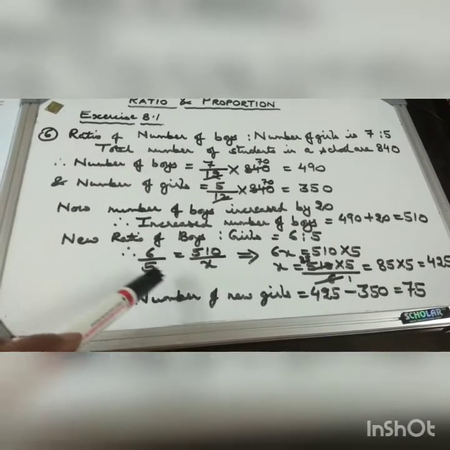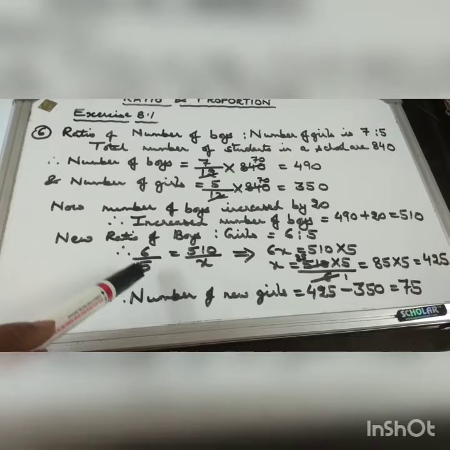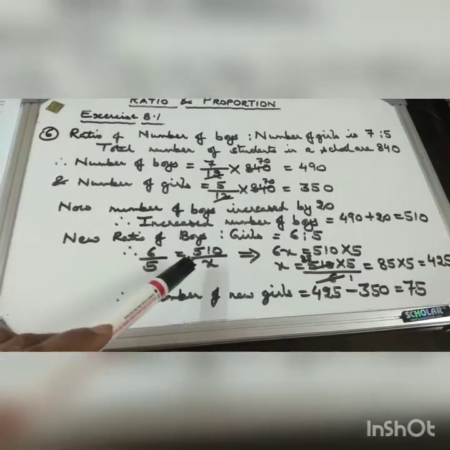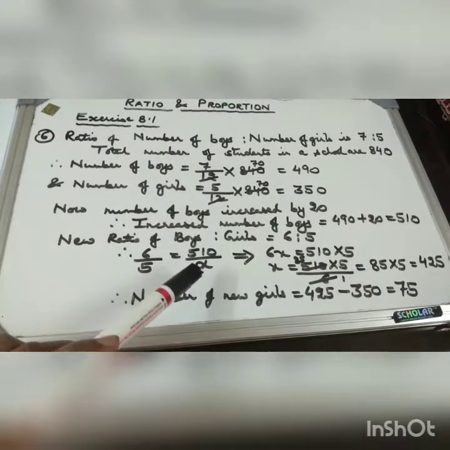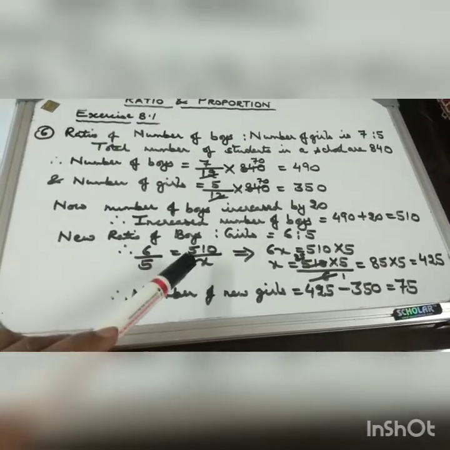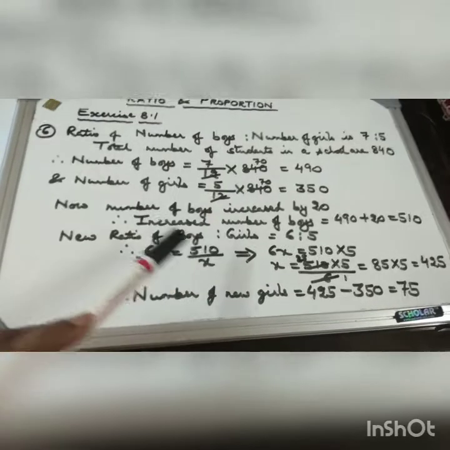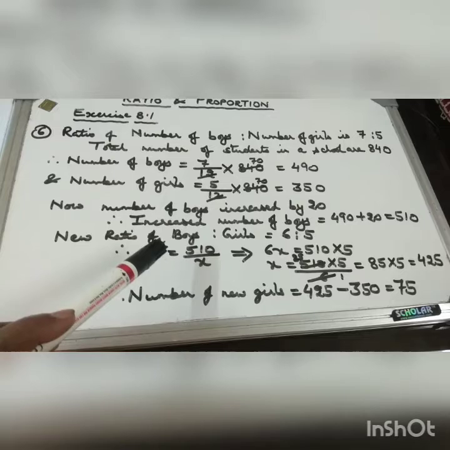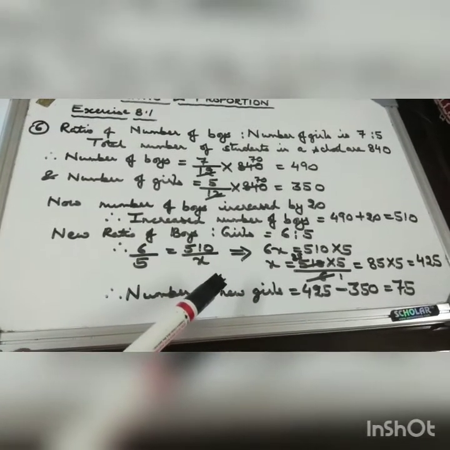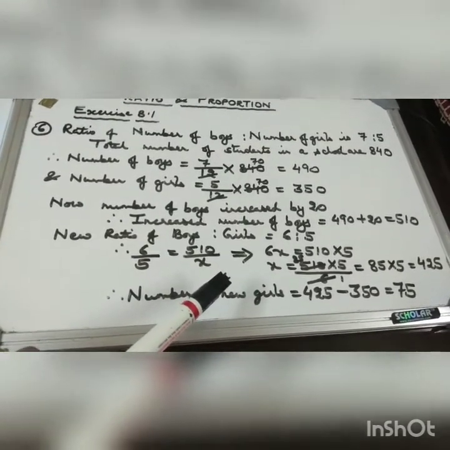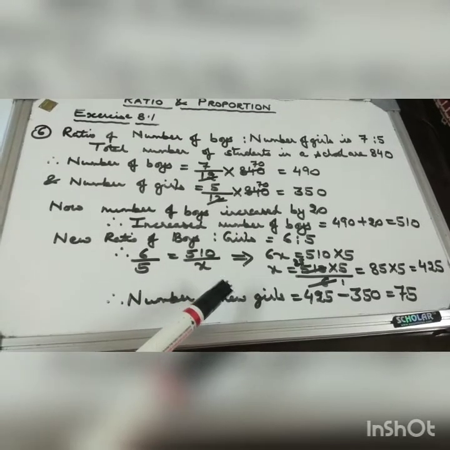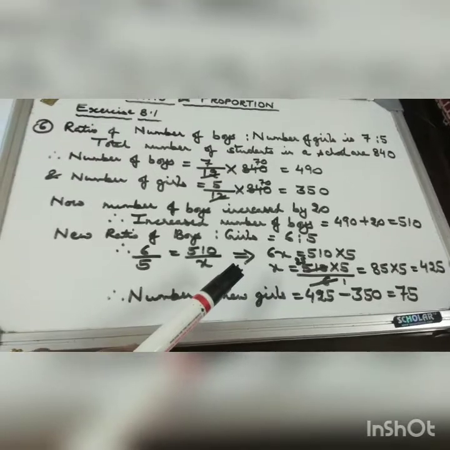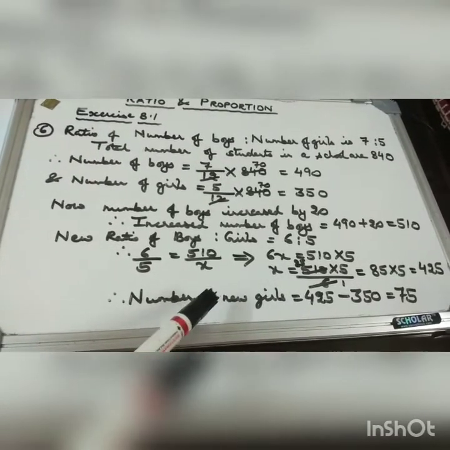Now this becomes the equation to be solved. Solving is by cross multiplication. So obviously 6 into x becomes 6x, and 510 into 5 will be on the right hand side. Now x is 510 into 5 upon 6. Now you can cancel 510 by 6. You will be getting 85. 85 into 5 becomes 425.